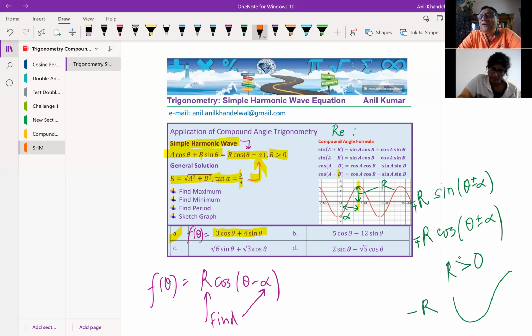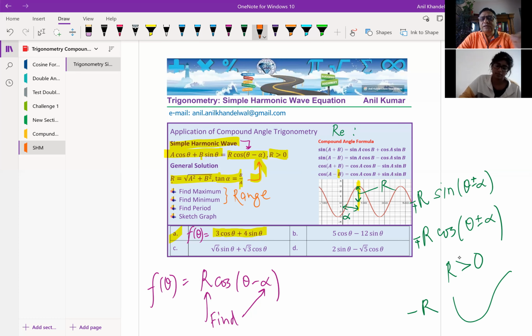Questions related to this will be: find the maximum, find the minimum. We also say range, correct? The difference between them. Find the period and sketch the graph. These are the related questions on simple harmonic motion, which you may normally get in your question paper. So you get the whole concept, right?